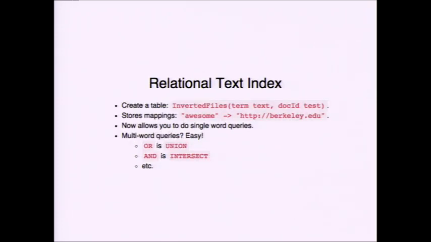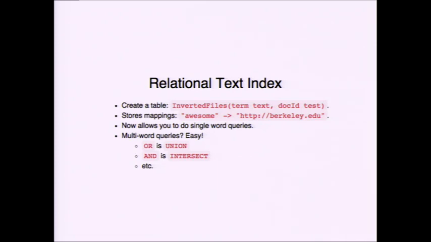The way we're going to do this is, in a relational database, for example, you'll have a relational text index, right? This is going to be represented as a table. It's going to have a term, for example, Berkeley or surf or whatever it is, and that's going to be mapped to a doc ID. And so now you can do single word queries really easily, because all you're going to do is select star from inverted files where text is equal to whatever the word you're looking for is.